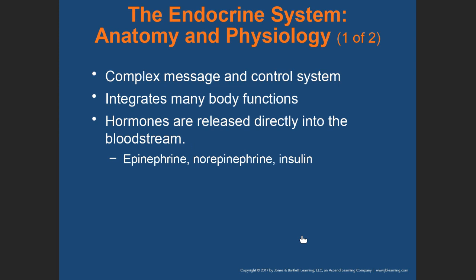The endocrine system, anatomy and physiology, is a complex message and control system. It integrates many body functions, and hormones are released directly into the bloodstream. Endo, so you have endocrine glands and you have exocrine, right? Endo is into the blood, exo is via duct, but the focus for this course will be more on the endocrine production. So we talked about epinephrine, we talked about norepinephrine, and of course, you're going to have to be familiar with insulin.